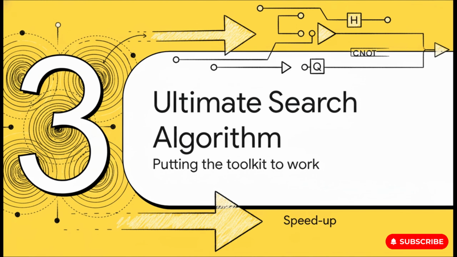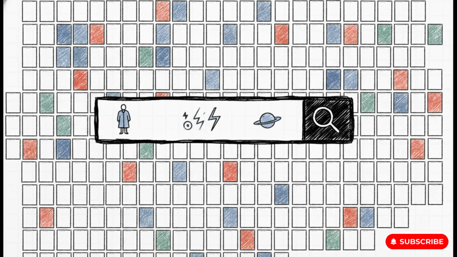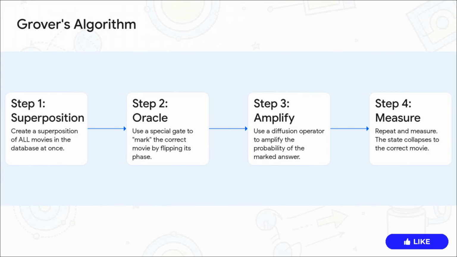We're going to look at a famous algorithm that really shows off the incredible speed-up quantum computers can have over the ones we use every day. So, picture this. You're trying to find a movie on a streaming service with millions of titles. You can't remember the name, but you remember a few things, like it was a sci-fi movie from the 90s about an AI rebellion. A classical computer would have to check its database item by item, super slow and inefficient. But a quantum computer running something called Grover's algorithm is way, way smarter.